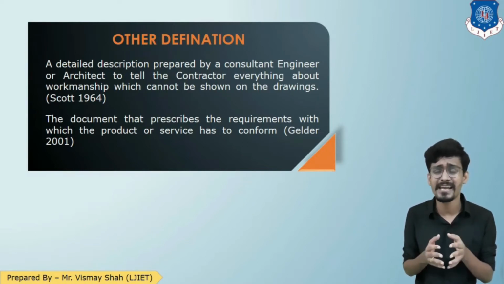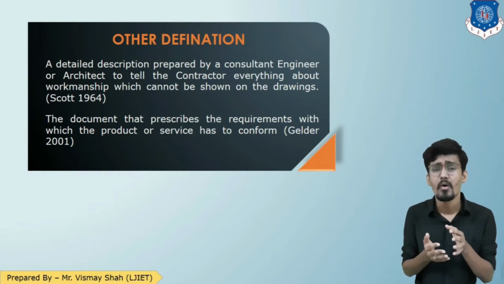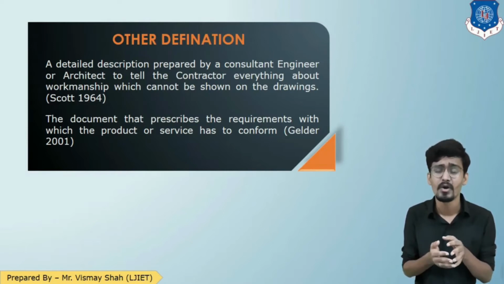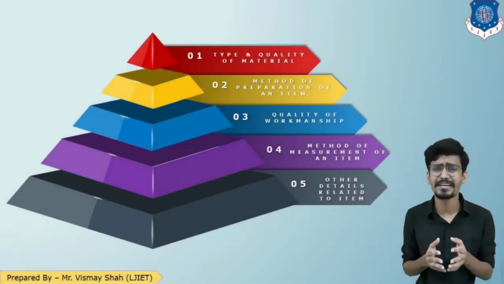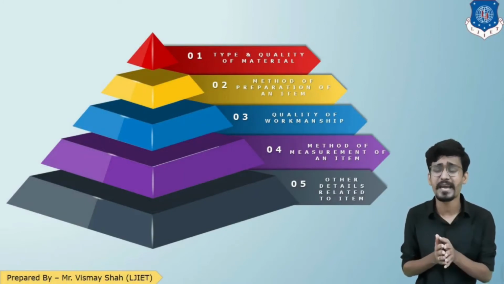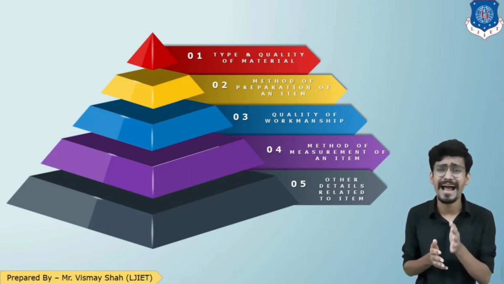Now let us see what a specification consists of, what a specification is made of. So a specification is generally made up of 5 things. The first is types of material. In a specification it is generally described what kind of material, what grade of material, or what quality of material the contractor should use.